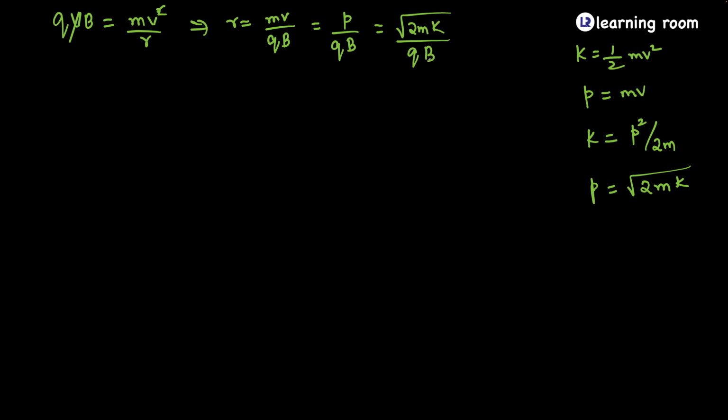Okay, it is root of 2m into k the whole divided by qB. So depending on the parameter that is given in the problem, you can use either of the terms in the expression. So what will you use? mv by qB, or p divided by qB, or root of 2mK divided by qB. Am I clear with this? Right? Okay.